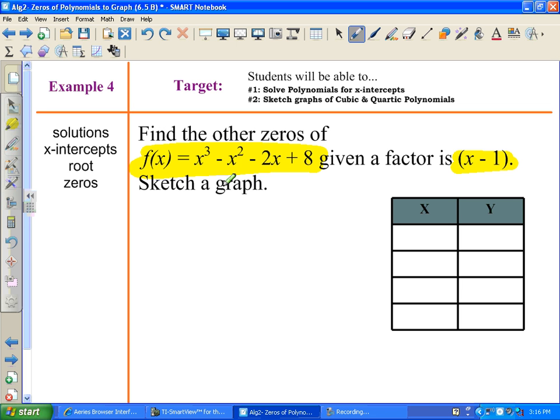Hopefully you're already thinking two things. Y-intercept given to me for free. Root given to me for free at opposite x. What else do I know? There's probably going to be two more roots. I do know that this is a degree of 3, and it's odd, and it's positive. Once again, my end behavior is going to be up in quadrant 1 and down in quadrant 3.